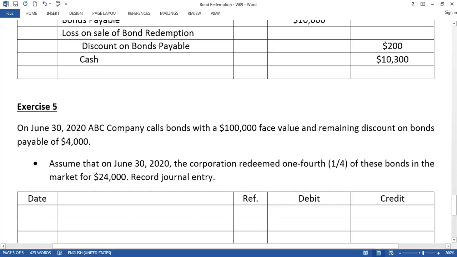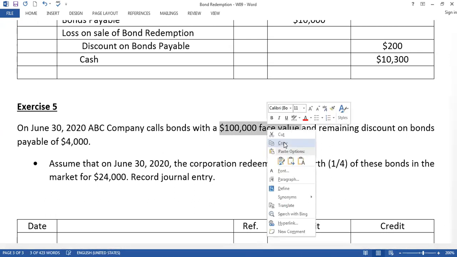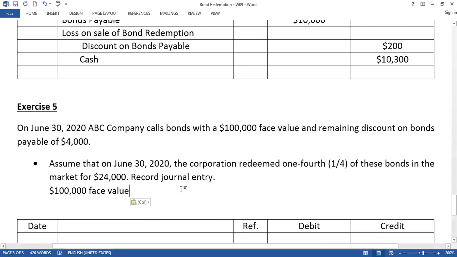If this is the case, we have to do some workings. This is the total face amount of the bond. They are not going to buy back all of it. How much are they going to buy back? $25,000 of the bonds. According to assumption 1, they buy back only 1/4. So the bonds payable is now $25,000.